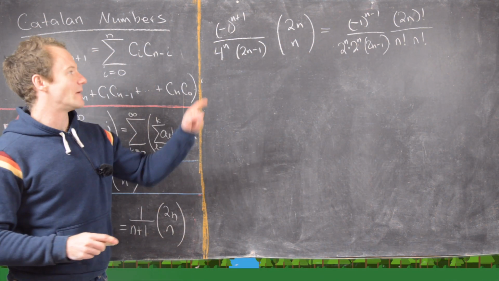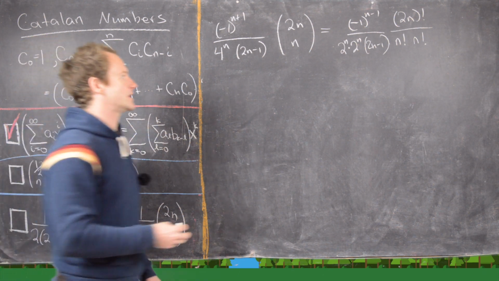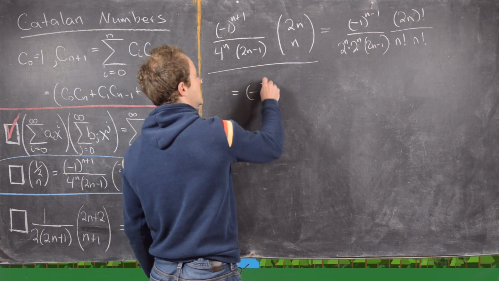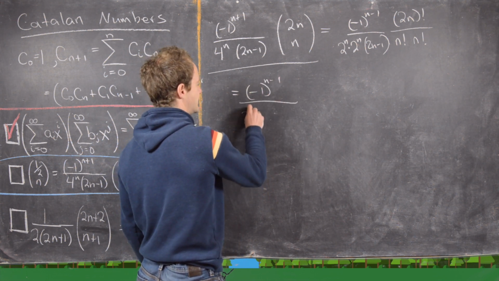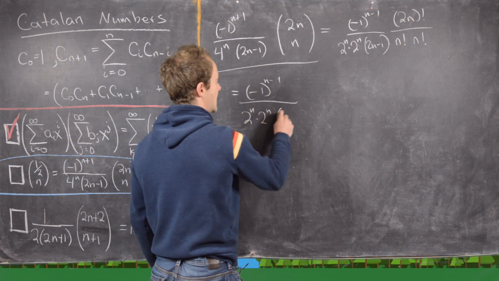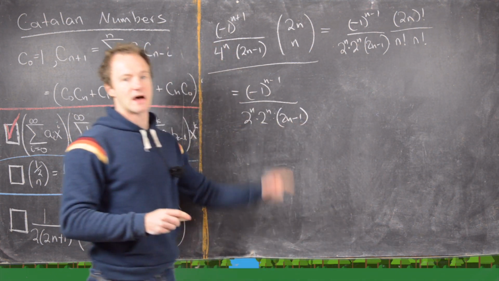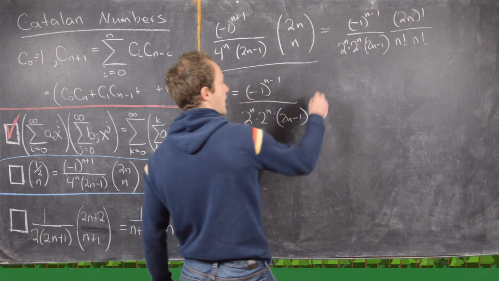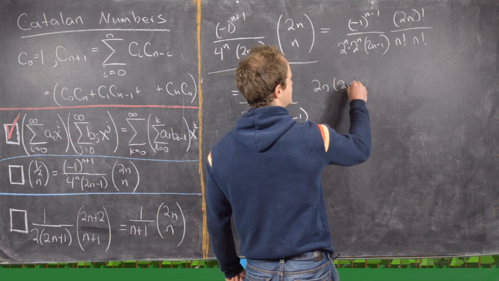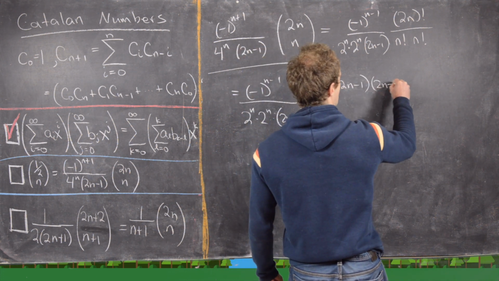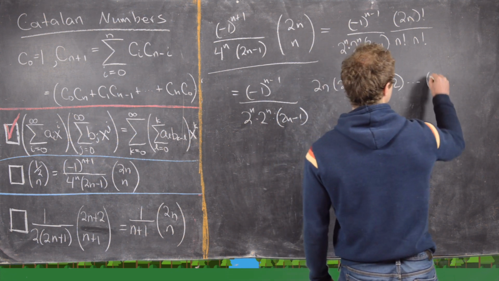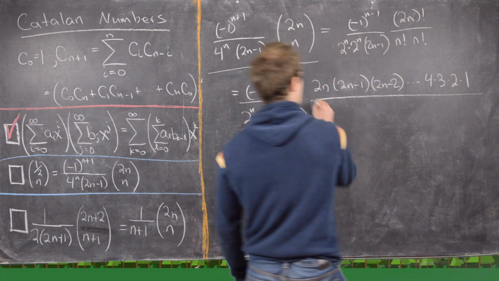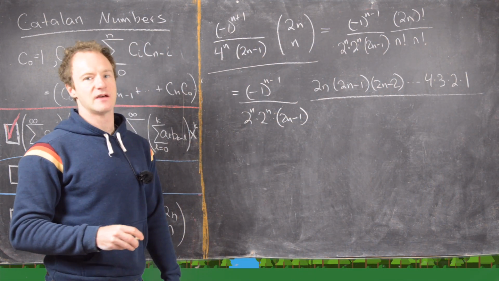Okay, great. Now I'm going to expand some of these parts out into a product. So I'm going to write this thing as minus 1 to the n minus 1 over, now we have this 2 to the n times 2 to the n times 2n minus 1. And now let's write this 2n factorial as a descending product. So we have 2n times 2n minus 1 times 2n minus 2 all the way down to 4 times 3 times 2 times 1. So there, that numerator is 2n factorial.